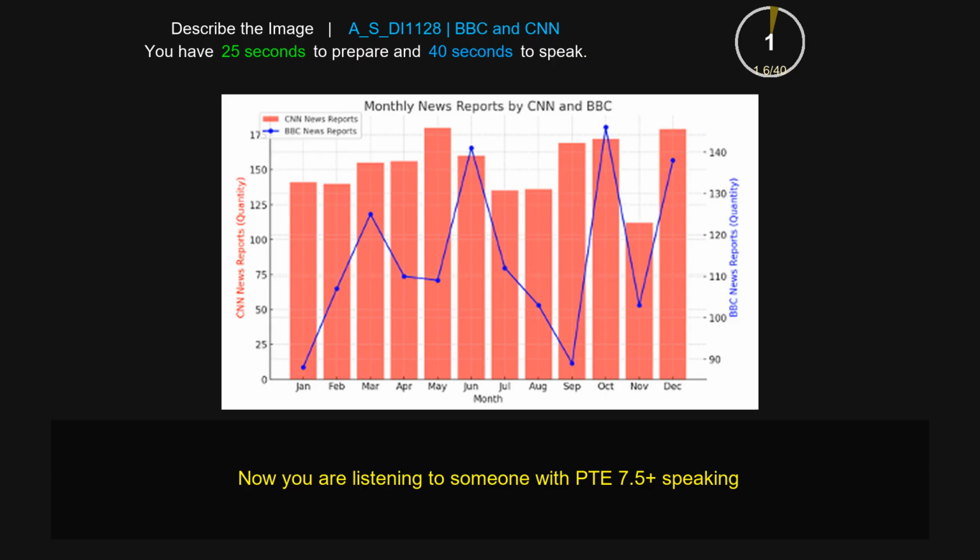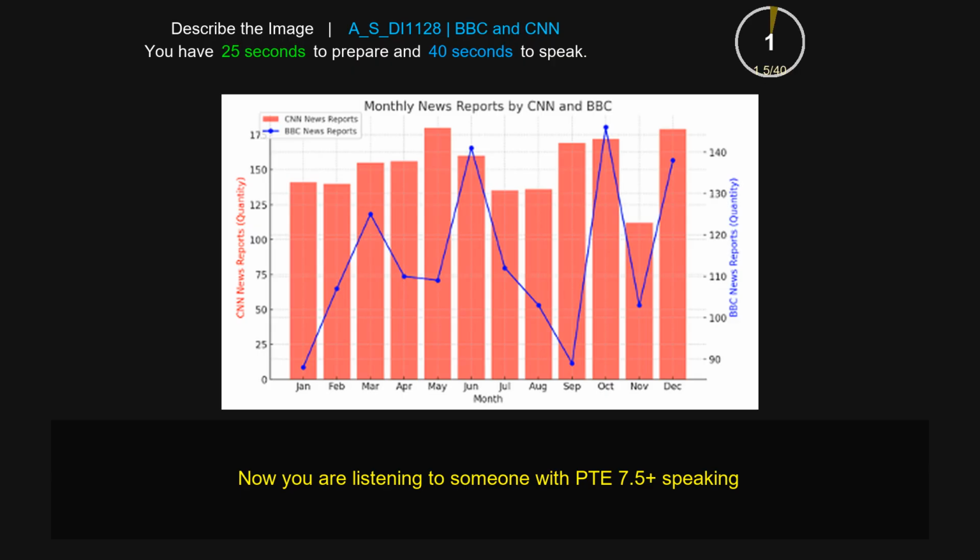The image gives clear information about the main topic of news month and reports by CNN and BBC. It shows a lot of information in this image: Jan, Feb, March, April, and many months. And the highest value of this image is the BBC and the lowest value the CNN. The highest value is 150 and the lowest value is 25 in September. Overall, the image gives clear information about the news reports.